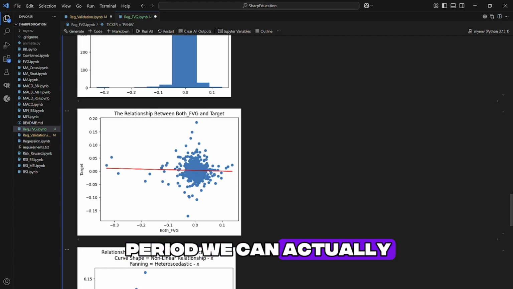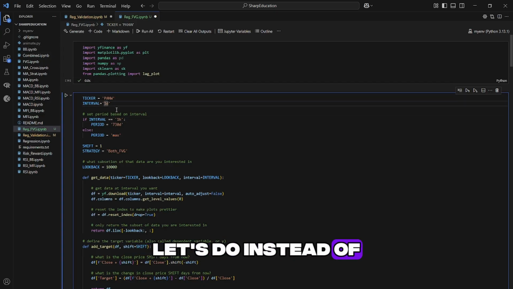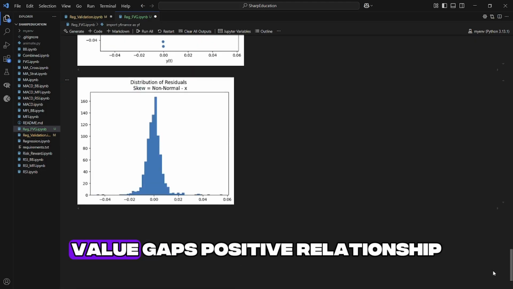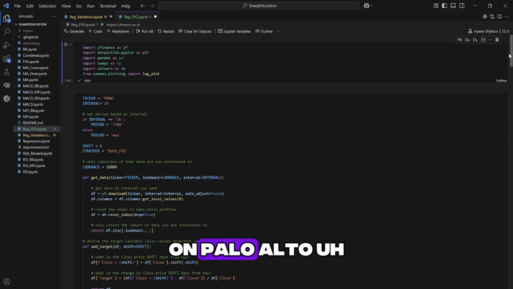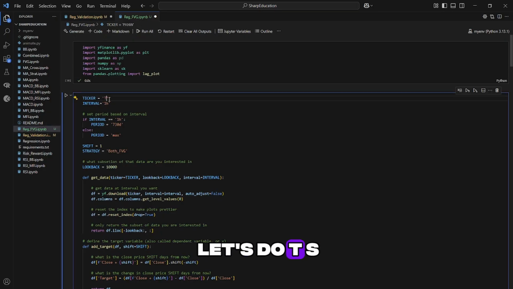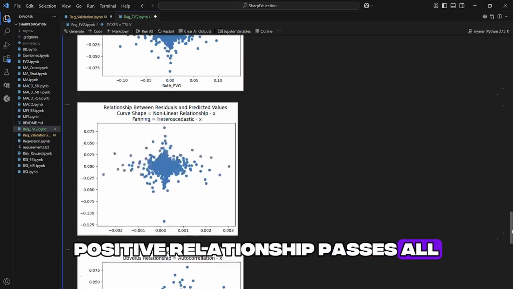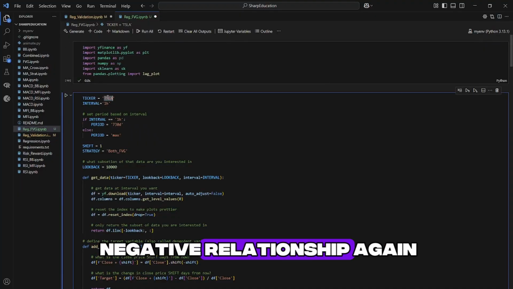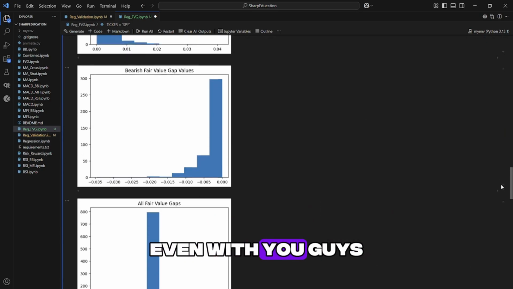We can actually, if you want to see minutely or daily, which I actually do personally, let's do, instead of 1 day, 1 hour. So we can do hourly fair value gaps. Positive relationship on Palo Alto. Let's do TSLA. Hourly. Positive relationship. Passes all the tests. Nothing there. We're looking for that negative relationship again, and we'll do S&P 500 for 1 hour, and I'll go down to 5 minutes even with you guys.